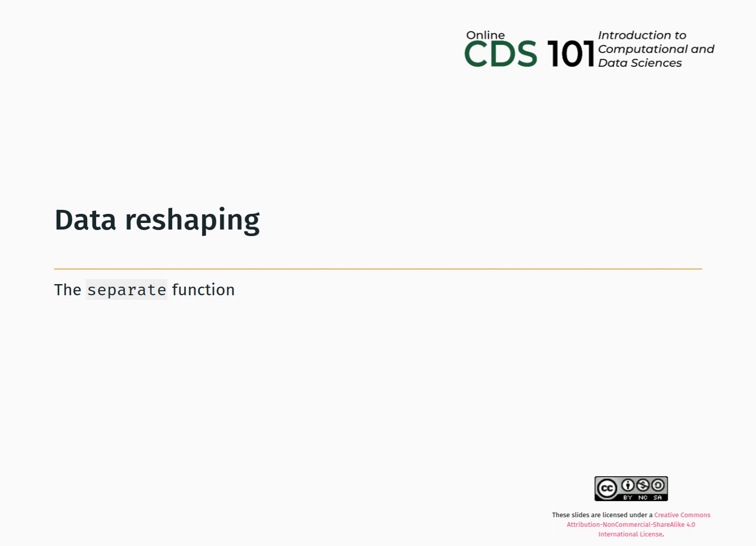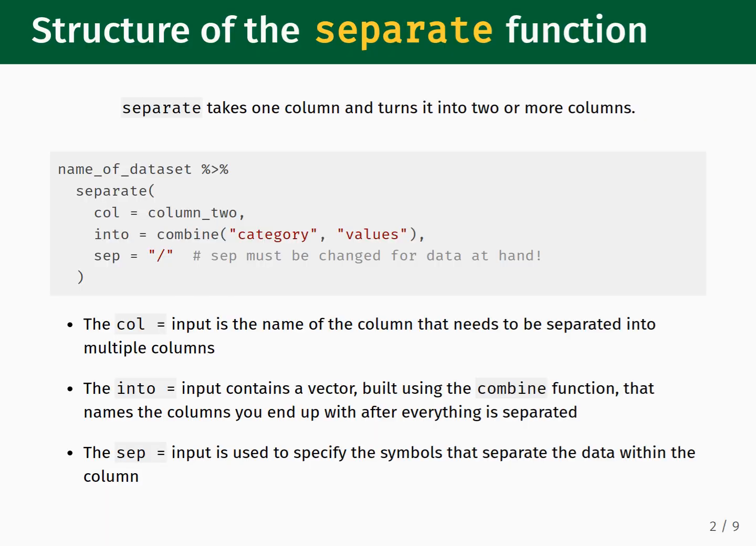Hello, this is Dr. Glasbrenner from George Mason University, and in this video, we will learn how to use the separate function from the tidier package to split a single column into many columns. The purpose of the separate function is to take the data in one column and split it into two or more columns. The structure of the separate function is as follows.